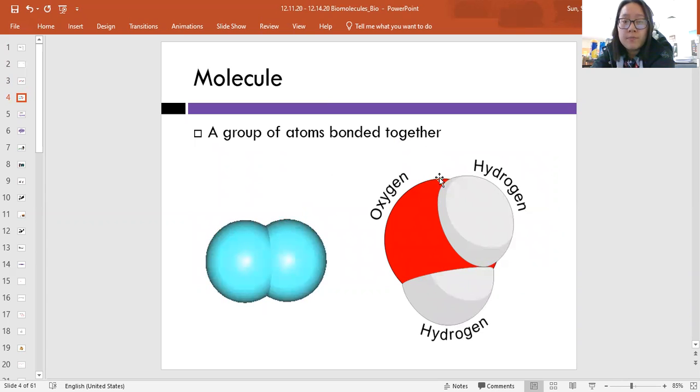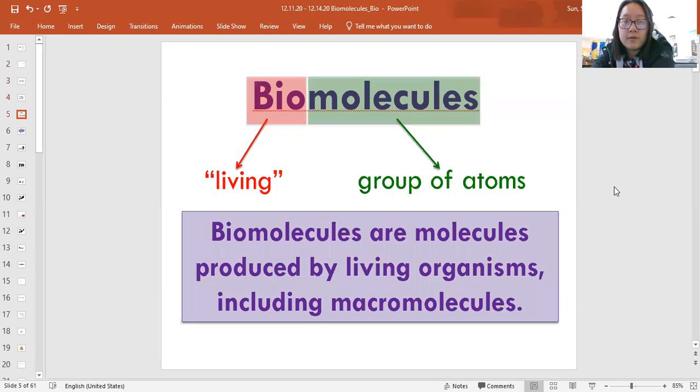Here's a picture of water. Here's a picture of oxygen. Oxygen is just an O and an O bonded together. That's why they are represented by the same color and the same size. Oxygen is a lot bigger than hydrogen. So over here, you can see the hydrogen is represented by a smaller round atom, and then oxygen is represented by this larger red atom. So molecules are groups of atoms bonded together.